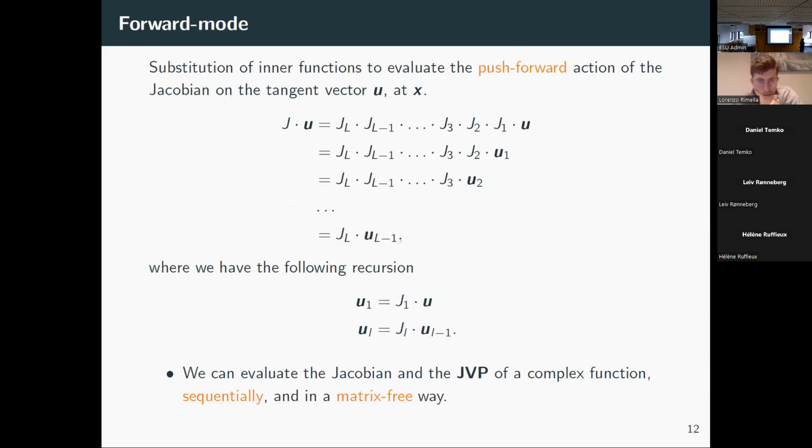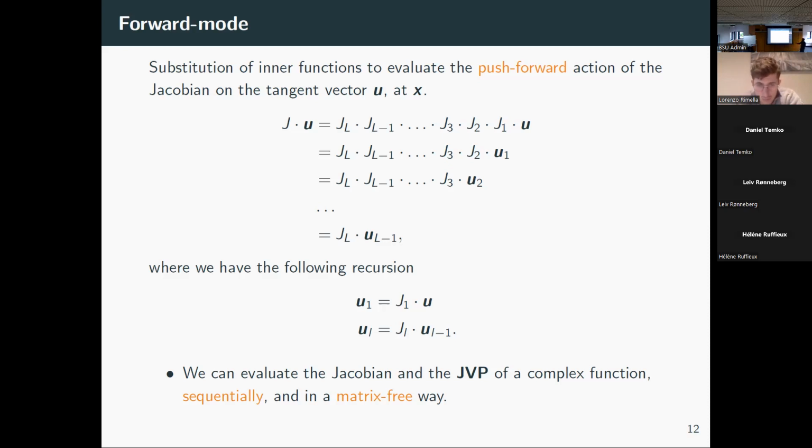So basically, you have this sort of recursion where you apply your tangent vector to your first function's Jacobian, and then you push it from left to right, and you end up with this sort of recursive relation. Now, why it's useful is, if you notice this first term or the second term, that you actually do not need to form the matrix. So you can do this analytically.